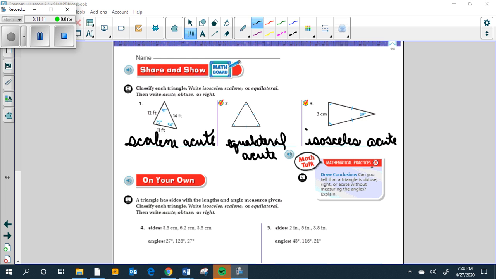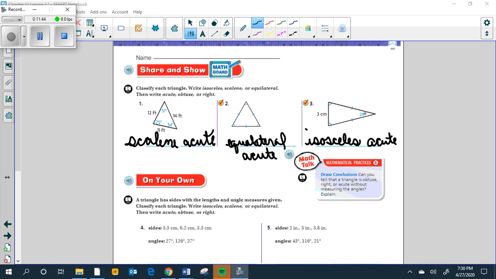So let's draw some conclusions. Can you tell that a triangle is obtuse, right, or acute without measuring the angles? Yes, you can. If you think about your benchmark being that 90-degree angle, which is going to look like the corner of a square box, then you'll be able to compare, is it less than that or is it more than that?